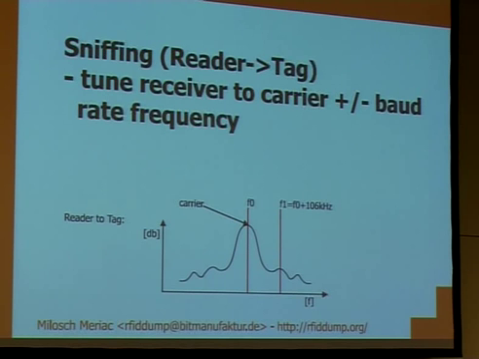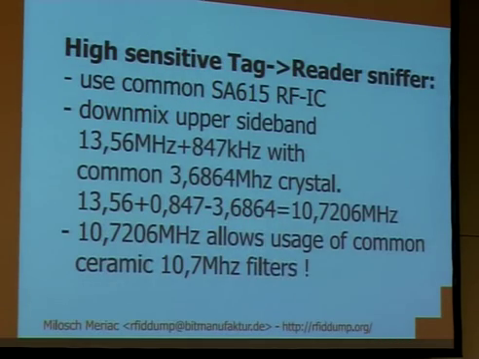The part reader to tag is, as I said, more simple. You just have 106 kilohertz, and it's added directly to 13.56 megahertz, and you get two sidebands of 13.56 megahertz plus 106 kilohertz and minus 106 kilohertz. So the sender part is very simple. What have we done to actually get the signal?